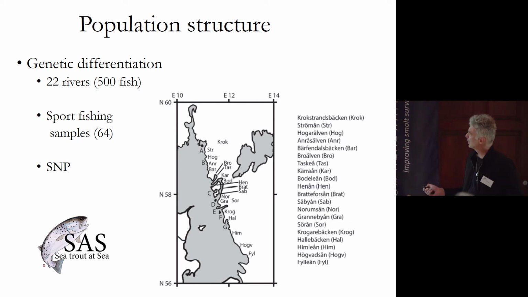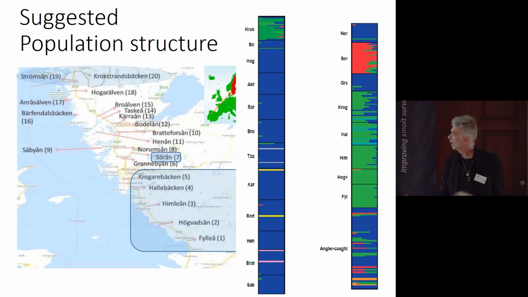And we did sport fishing samples on 64 fish, angling-caught fish. So this is the coastline, and this is the number of streams that we worked on. The suggested population structure is that, surprisingly, there weren't 22 different genetic strains. It seemed to be clustered into mainly 4 main structures. We had one northern group, one southern group, and one central-oriented group.